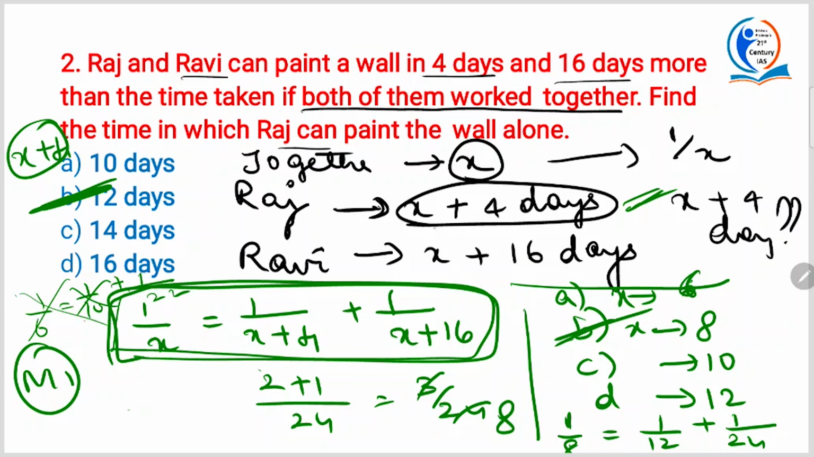Alright, so this is the second method. First method is direct equation. Second method is observe the options. These are x plus 4 values because Raj's 1 day's work is 1 by x plus 4. So these are x plus 4 values. So take the values of x and then try to substitute.